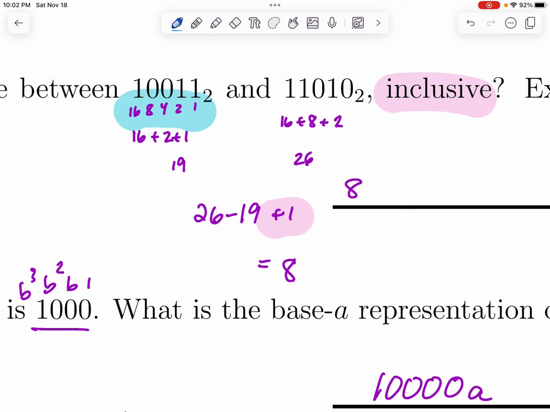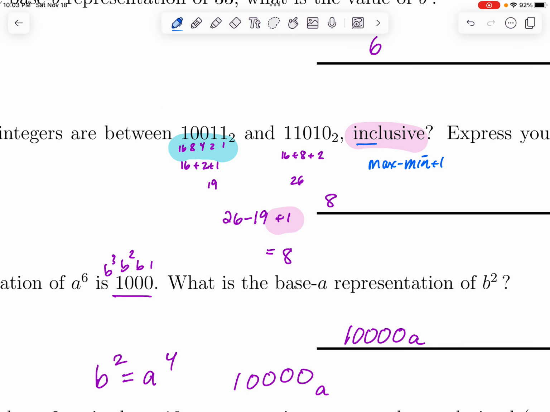Now, typically when you're trying to find a range of values, you do your max minus your min. And if it happens to be inclusive, you have to add 1 for that endpoint. And so we do 26 minus 19 and then add 1 because we are inclusive, giving us 8 values.